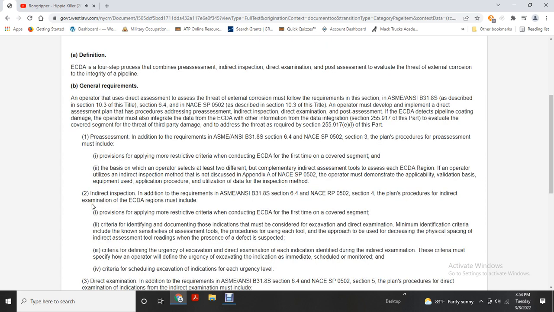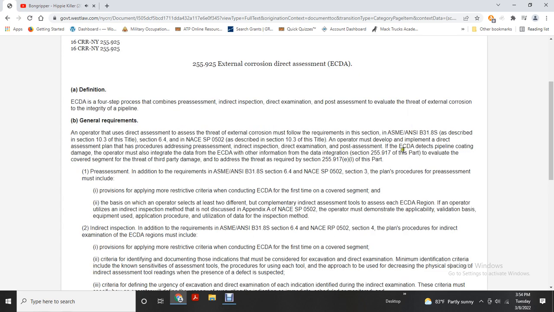General requirements: an operator using direct assessment to assess the threat of external corrosion must follow the requirements of ASME B31.8S, Section 6.4, and NACE SP0502. The operator must develop external corrosion direct assessment procedures addressing pre-assessment, indirect inspection, direct examination, and post-assessment. The external corrosion direct assessment detects pipeline coating damage, and the operator integrates the data of the external corrosion direct assessment with their other information data. The operator must evaluate the covered segment for the threat of third-party damage and address the threat as required in Section 255.917 of this part.